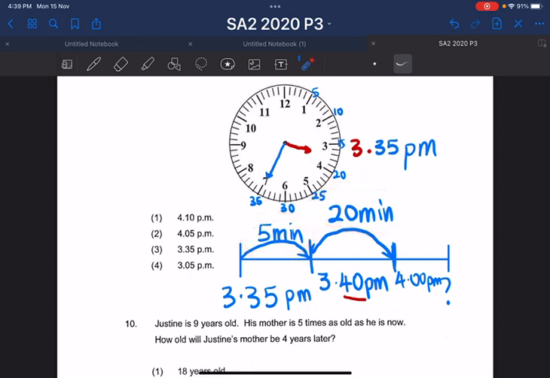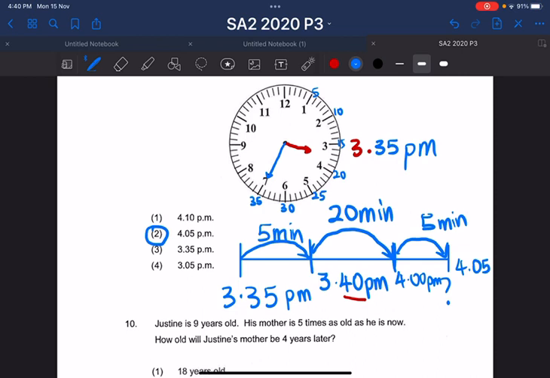Are we there yet? No, we are not, because we still need to make sure that this person uses all the 30 minutes. So we are short of how many more minutes to go? We are short of 5 minutes. So this will bring us to 4 and a little bit more than 4, which is 4:05 p.m. So the answer in this case will be number 2.